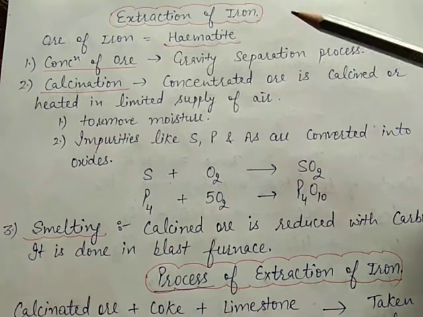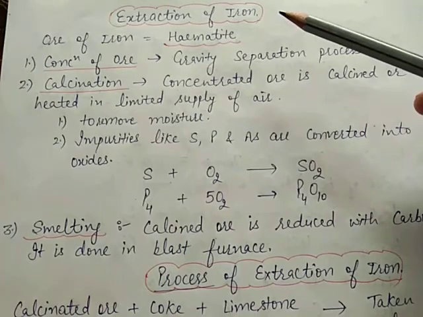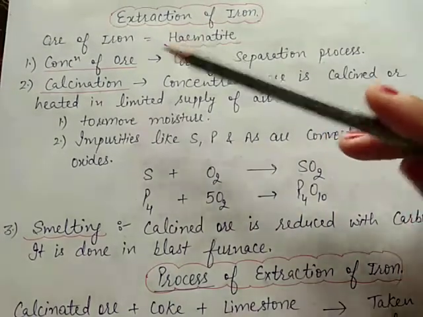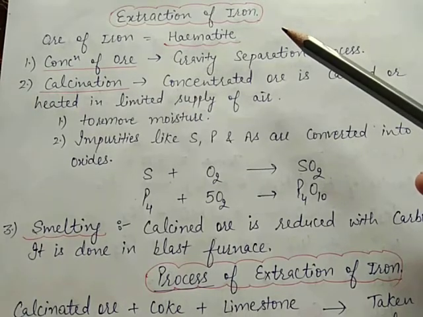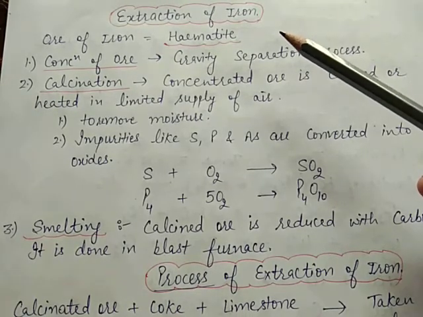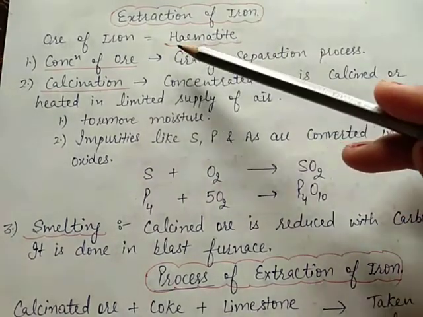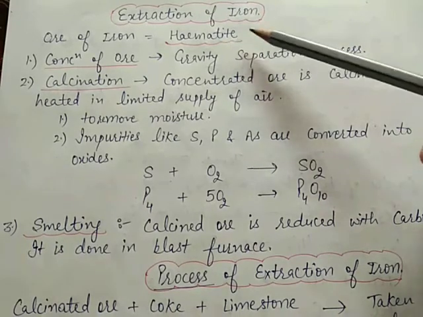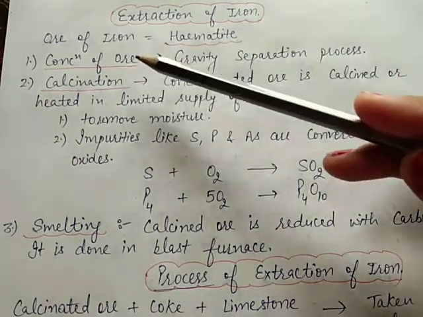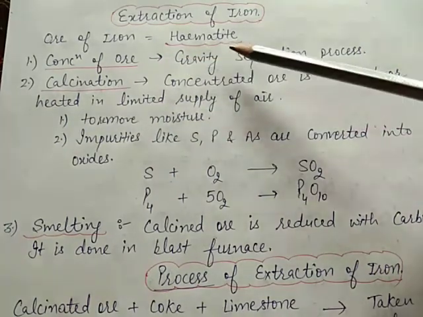Good morning, students. Today's topic is extraction of iron. Iron is the second most abundant metal occurring in the metal crust. The ore of iron is hematite. The process involved in the extraction of iron.